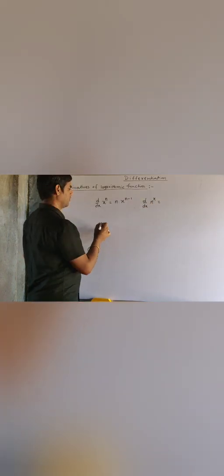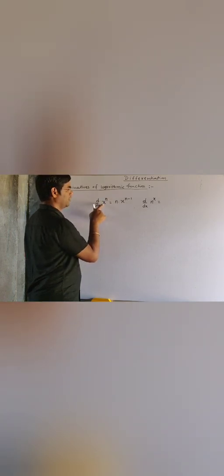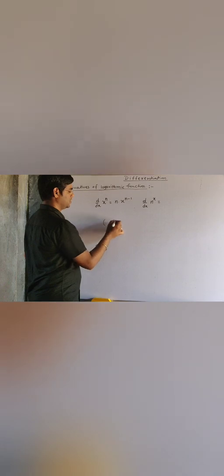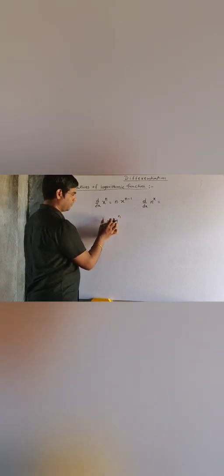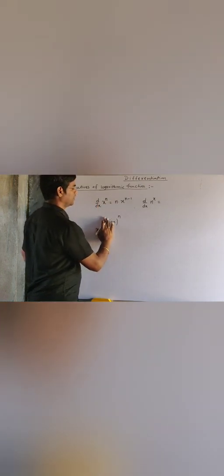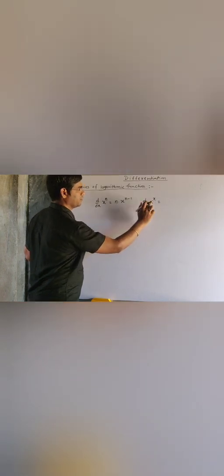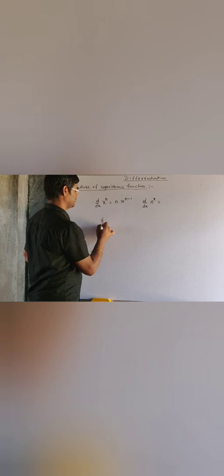Whenever you have a variable in the base and a constant in the power, such as sin x raised to 3 or sin x raised to 5, then you always have to apply the x raised to n formula. But if you have a constant in the base and a variable in the power, then you have to use the formula of a raised to x.